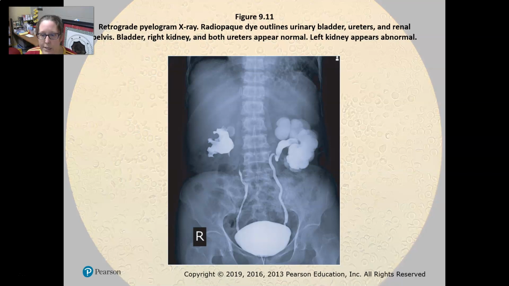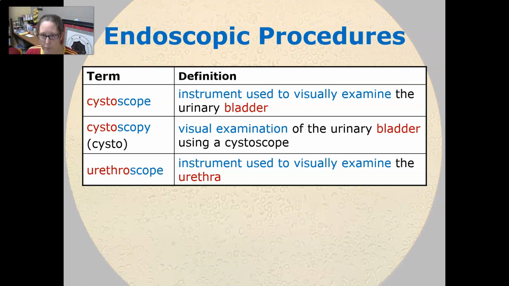And so here is an example of an image of a retrograde pyelogram x-ray. So the opaque dye outlines the bladder, the ureters here. You can see a little bit the urethra right there too, and then the renal pelvis right there, and then we can see the right kidney also. The ureters do appear normal on the right, but on the left there's a problem here, right there. So yeah, that is pretty cool.